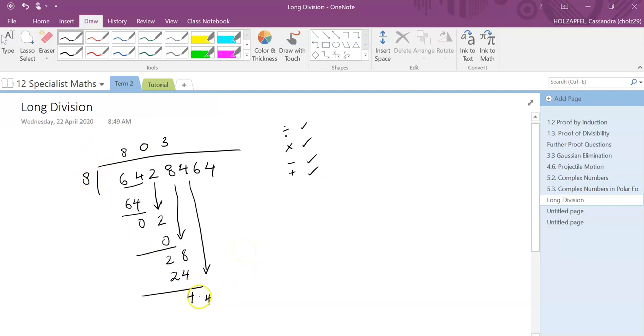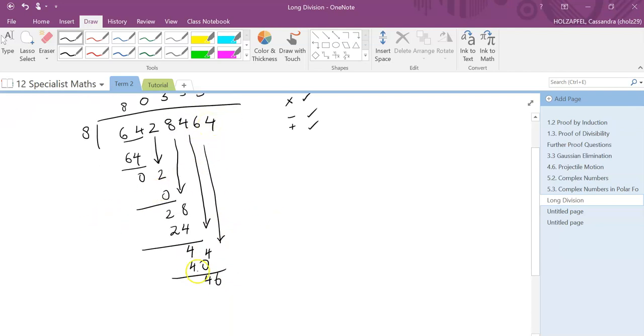So 8 fits into 44. Well, I know it fits into 40 5 times. 8 times 5 is 40. Subtract, I get 4. Bring down the next digit. Okay, 8 fits into 46. Again, we know this is 5 times. 8 times 5 is 40. Subtract, I'm going to get 6, and then I'm going to bring down this last digit.